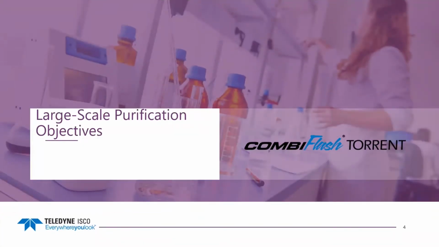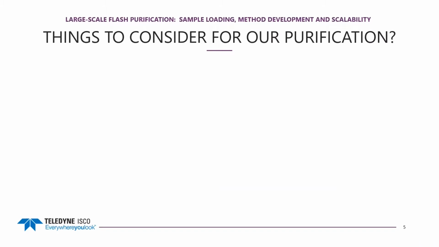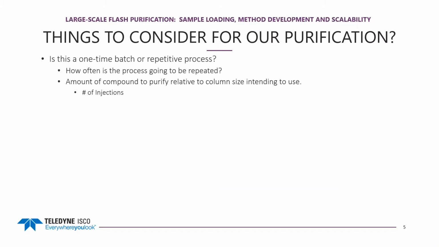To start, we're going to look at large-scale purification objectives. These are the things we need to consider for our purification, and questions you want to ask yourself regarding your sample. This will dictate the amount of investment you want to put into your purification process. First question: is this a one-time batch or a repetitive process? Are you going to be doing a lot of different one-time sample batches, or a repetitive process of the same sample over a longer period of time? So how often is the process going to be repeated? And what is the amount of compound you need to purify relative to the column size you're intending to use? This is ultimately going to lead to the number of injections.